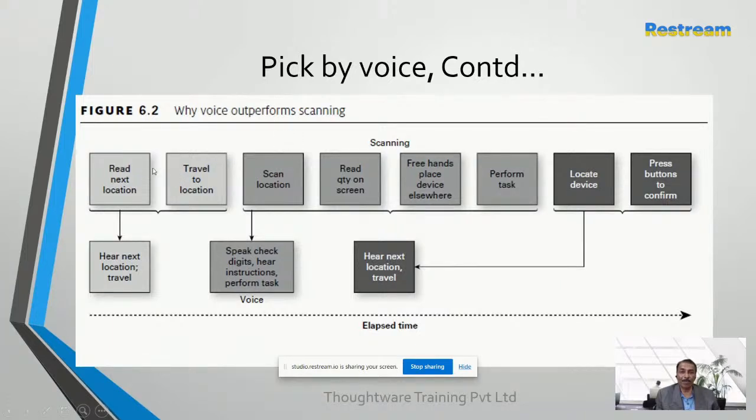You can see on the top the scanning process in the manual way. There are several steps involved, like starting from read next location, travel to the location, scan location, read quantity on the screen, free hands, place device elsewhere, perform task, locate device, press buttons to confirm. These are in the manual one, whereas you can see what happens in the voice. So the number of processes is also reduced and the time taken is also reduced.